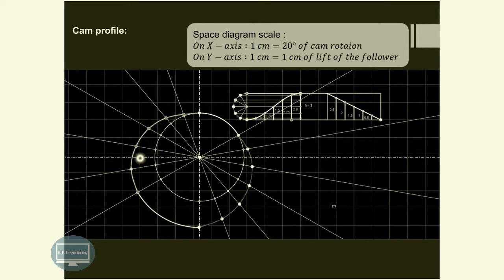So this blue line represents the outstroke, then there is an outstroke dwell, and then there is a return stroke. So all these distances, that is 3 centimeter, 2.5 centimeter, 2, 1.5, 1.5, are transferred over here for this return stroke. Similarly for this outstroke also, we have transferred all these distances over here. Now we'll see how actually we'll draw this particular diagram.